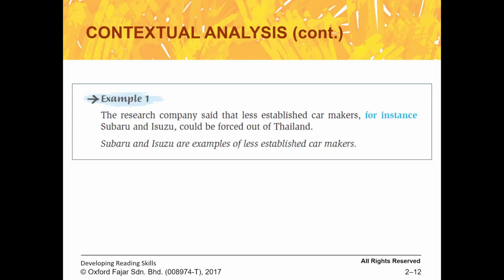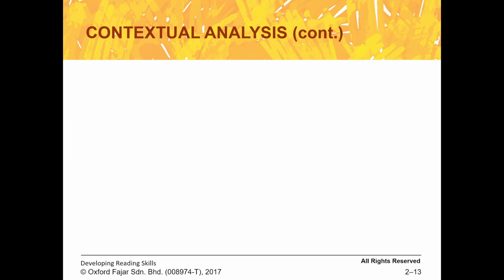The research company said that less established car makers, for instance, Subaru and Isuzu, could be forced out of Thailand. So what it means is that Subaru and Isuzu are examples of less established car makers. When you don't know about the less established car makers, they give an example here: Subaru and Isuzu. Do you understand? It's very simple. Just remember the words that have been used, which can become a clue or hint for you to understand the meaning of the words given.